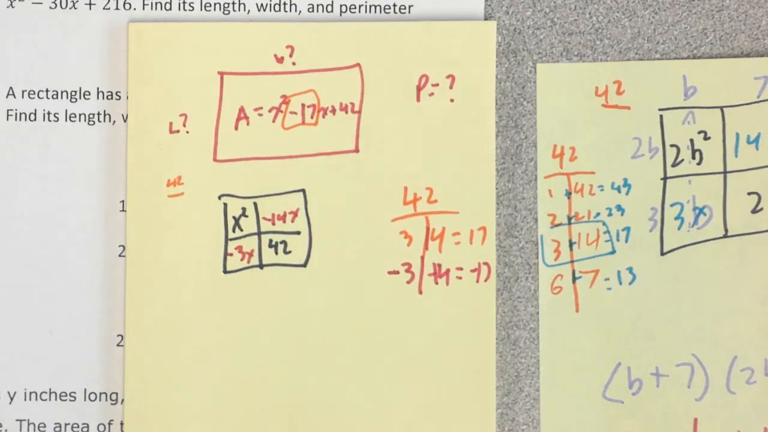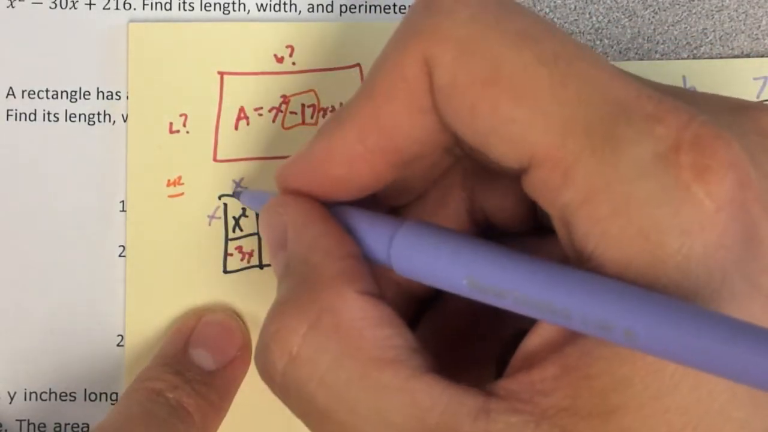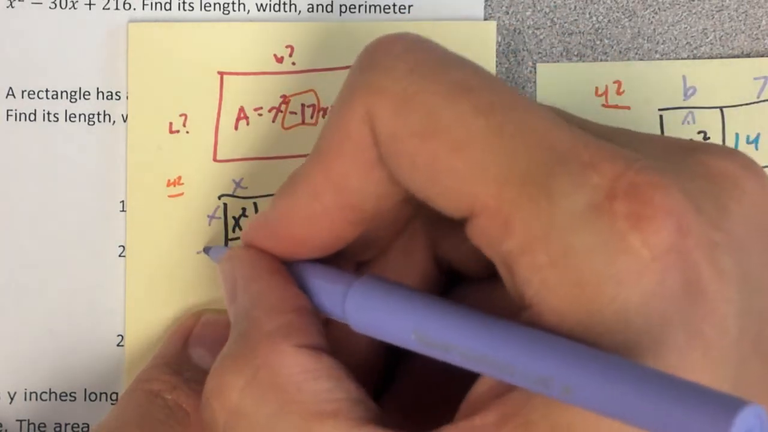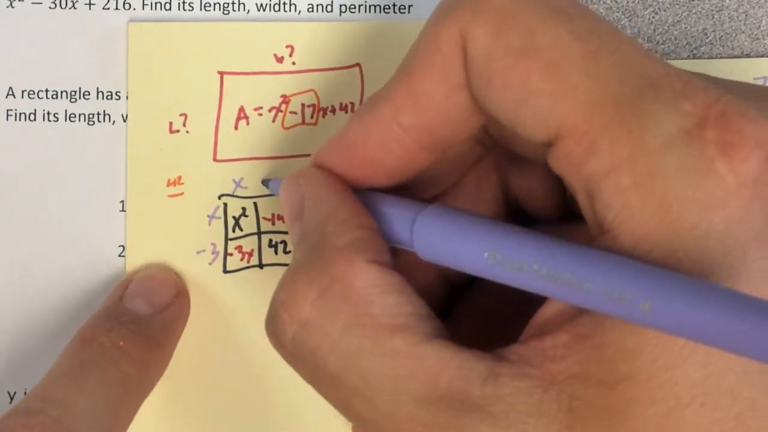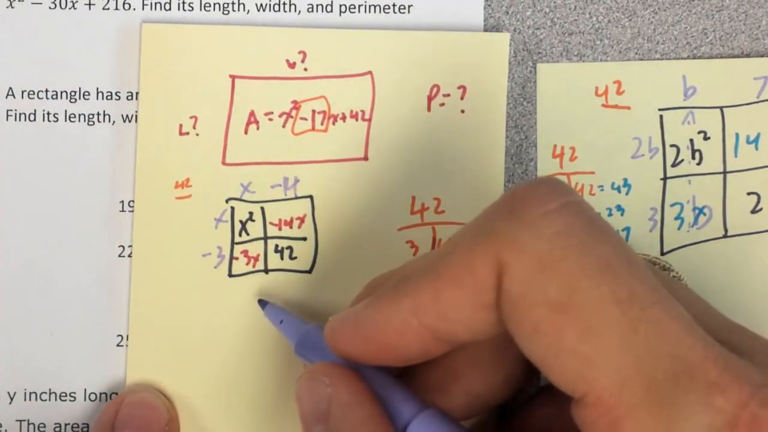Now we go ahead, we can do some factoring. X and x, the only thing they have in common is an x. X times x is x squared. So that's a minus 3, and this is a minus 14. So those are my sides.